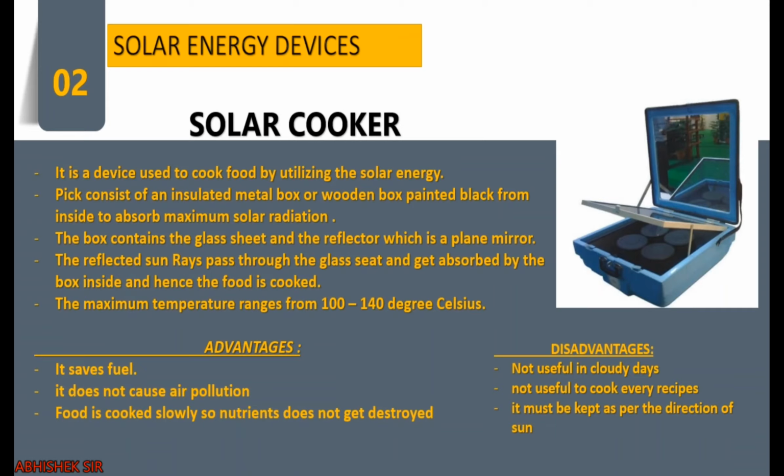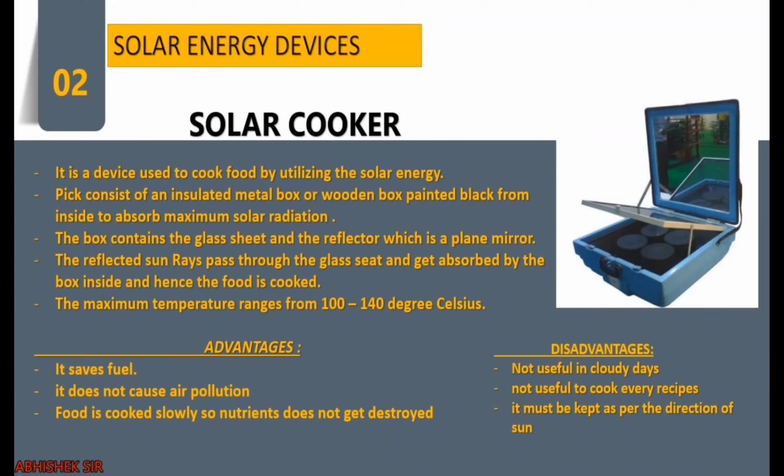We pick an insulated metal box or wooden box, material as per the availability, painted black from inside to absorb maximum solar radiation. It also consists of a thick glass sheet, you can see this one here, and a reflector which is a plane mirror. Now what will happen? The reflected sun rays will come and pass through the glass, and inside the box the rays and the energy and the radiation will get trapped.